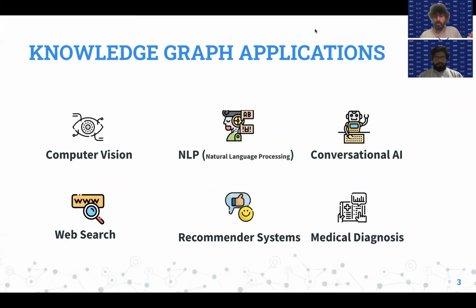Knowledge graphs are used in a diverse range of domains such as computer vision, natural language processing, conversational AI, web searching, even for recommender systems, and also for medical diagnosis. We will be focusing on how to fact check using knowledge graphs.